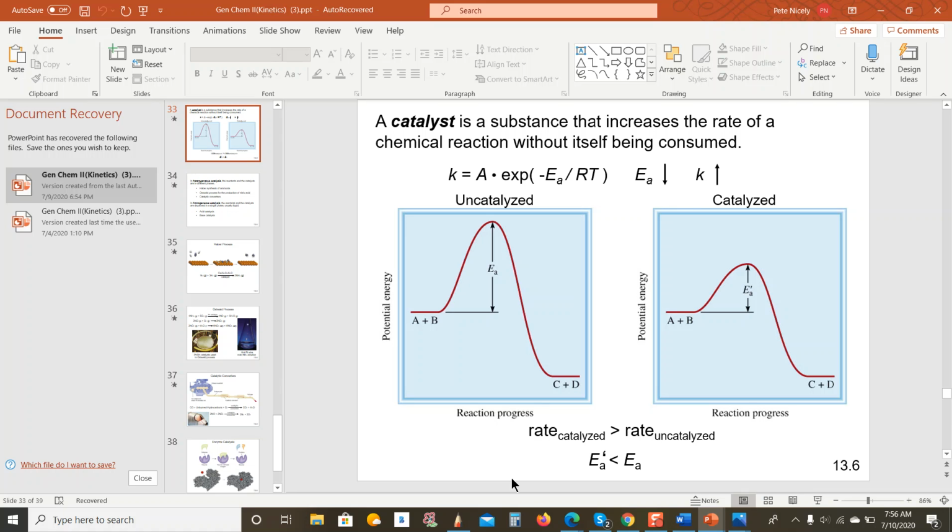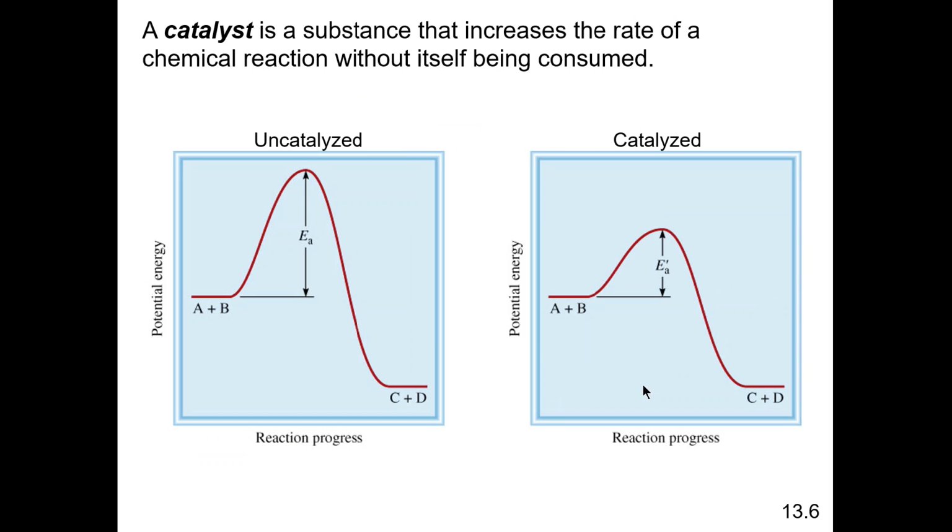Okay, so let's look at this topic of catalyst or catalysis. Catalysts are very important in chemistry. As you can see here, the definition of a catalyst is that it's a substance that increases the rate of a reaction without itself being consumed. So basically, if you compare the rates of an uncatalyzed reaction to a catalyzed reaction, what you'll find is that the catalyzed reaction will proceed at a faster rate.